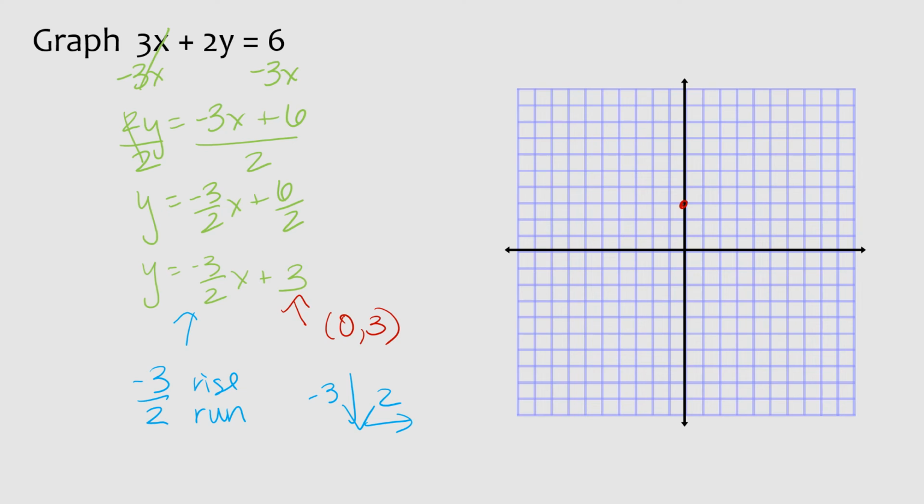So there's my point (0, 3), and I'm going to go down 3 and over 2. So my next point, down 3 over 2, down 3 over 2. Then over here, I'm going to do the exact opposite because I'm going backwards. I'm not reading left to right anymore. Now I'm going right to left. So I'm going to go over 2 and up 3. 1, 2, 3. Over 2 and up 3. 1, 2, 3. Connect the dots, and there you have our line.